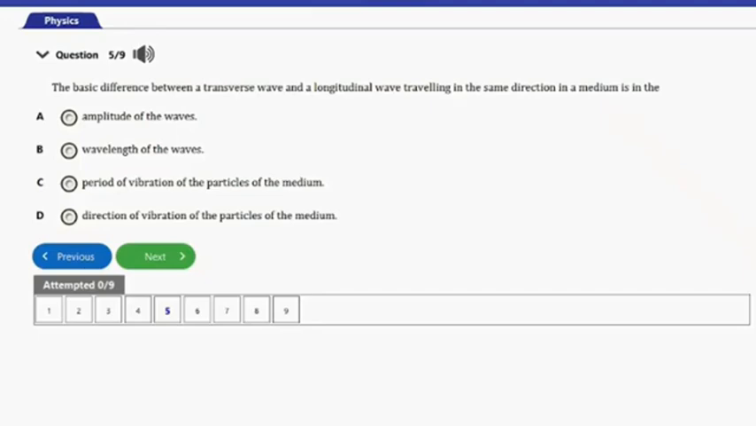The answer to this question is option D. The direction of vibration of the particles of the medium in a longitudinal and transverse wave are actually different, and that's the distinguishing factor that can be used to differentiate a transverse wave and a longitudinal wave traveling in the same direction in a medium. So that's it for this question. Let's go ahead and consider the next question.